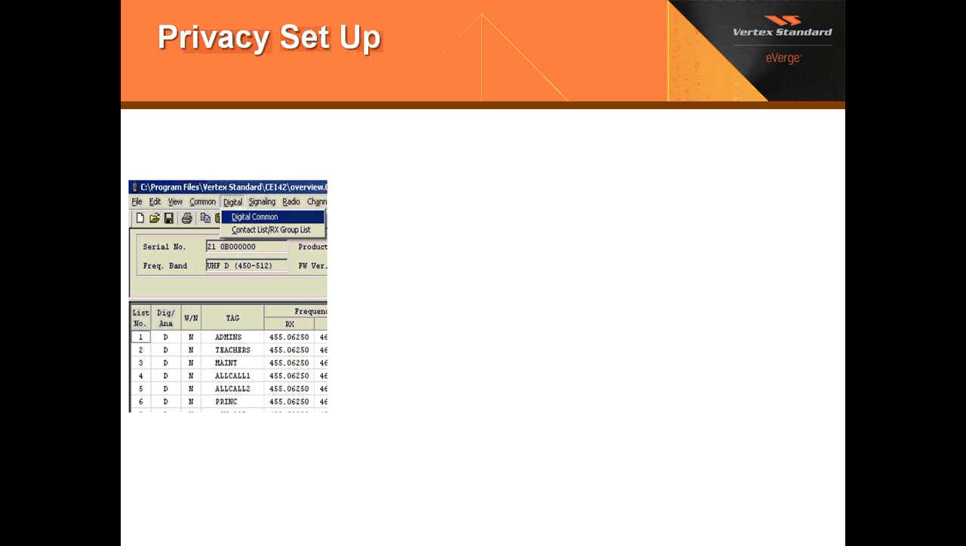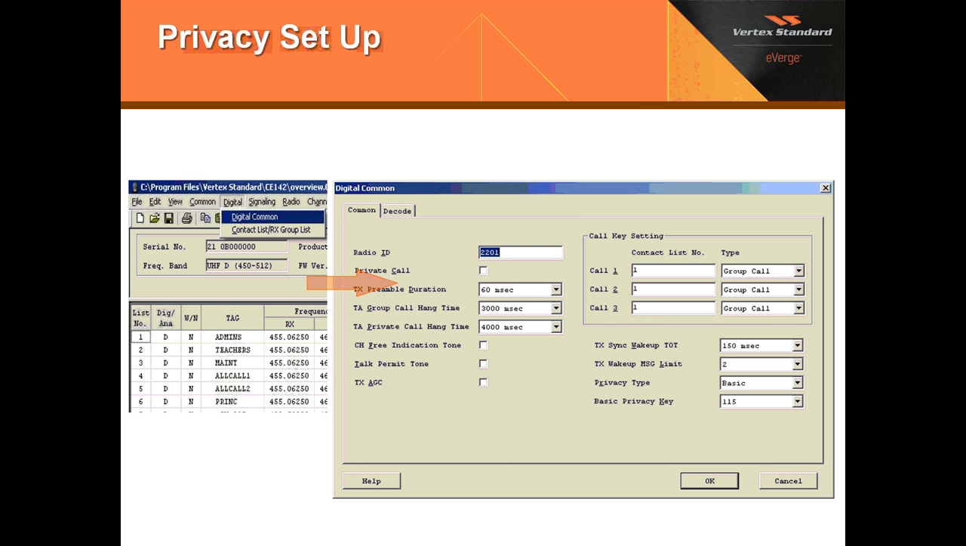Now we're going to go ahead and set up privacy. Privacy is done by clicking on digital, then digital common, and this familiar digital common screen will pop up again. And we'll select basic for your privacy type. For this exercise, we set our basic key to 115. In the 2.0 release, we will have an enhanced version of privacy.